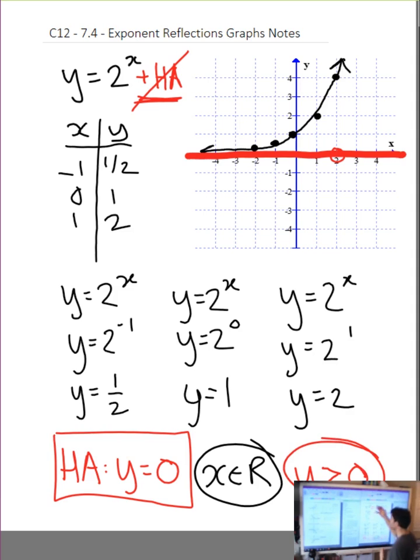So we'll be asked to graph these. We'll be asked to find the horizontal asymptote. We'll be asked to find the domain and the range. Some people also ask for end behavior, so I'll just briefly touch on that. As x gets really, really big, y gets really, really big. As x gets really, really small, y gets really, really small and close to 0. The different notation is in our notes, but different teachers are going to require different notation.